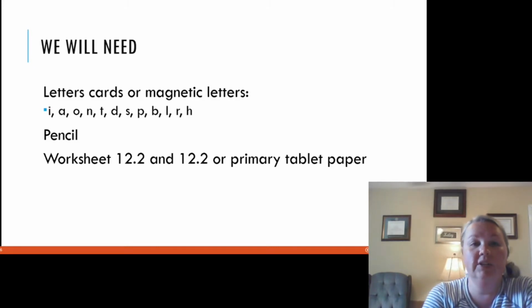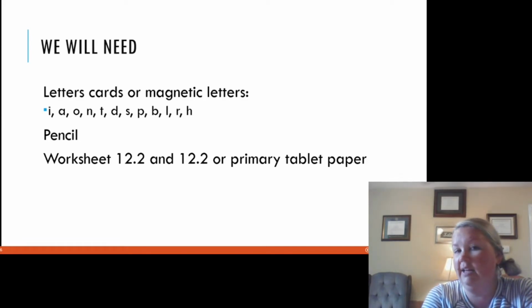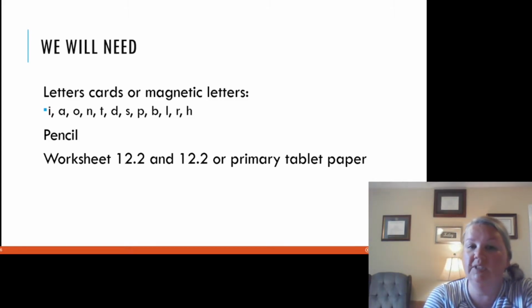So, in order to get things started, you need to know what materials to have in front of you. In order to participate in today's lesson, you are going to need letter cards or magnetic letters that represent the vowels we're going to use: I, A, and O. You'll also need cards or magnetic letters or foam letters that represent the consonants N, T, D, S, P, B, L, R, and H. You'll need a pencil, and then you'll also need access to worksheet 12.2.